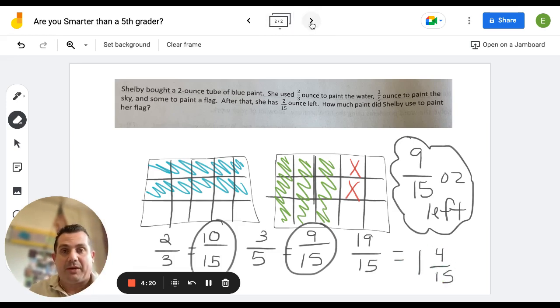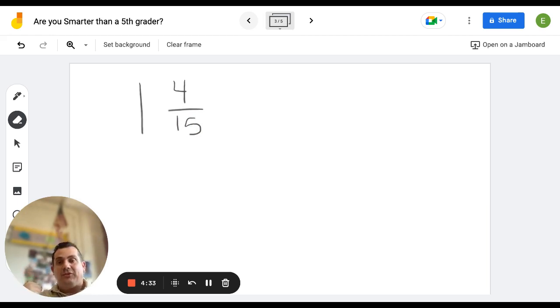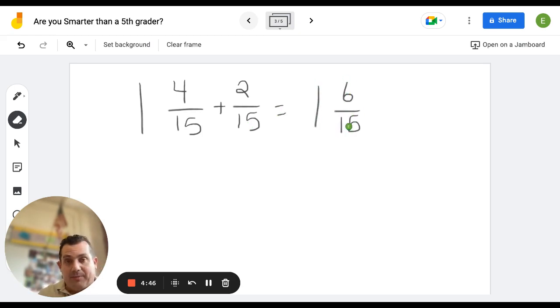So I'm going to go to a new screen. So 1 and 4/15. But it also said that we had 2/15 of an ounce of blue paint left. So I'm going to add 2/15 left because we know that space we're not using. So that gives us 1 and 6/15. Since we started off with 2 ounces of blue paint, and between the paint that we've used and the remaining paint, we know that is 1 and 6/15.